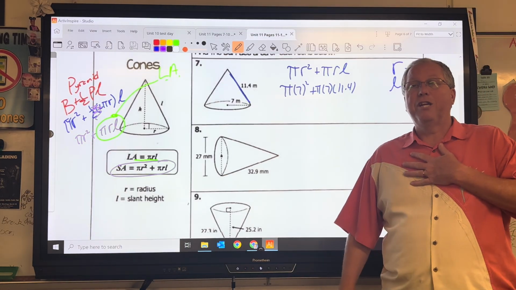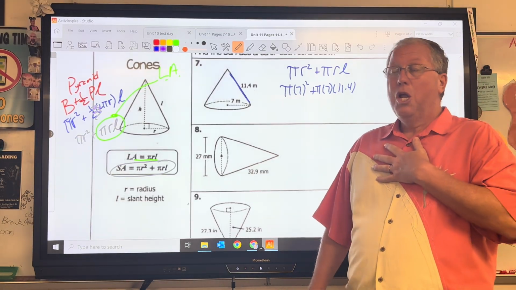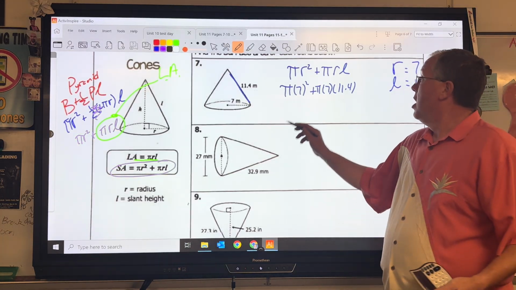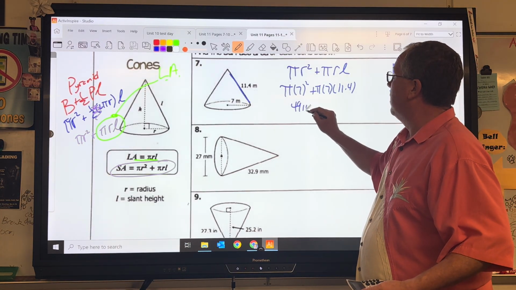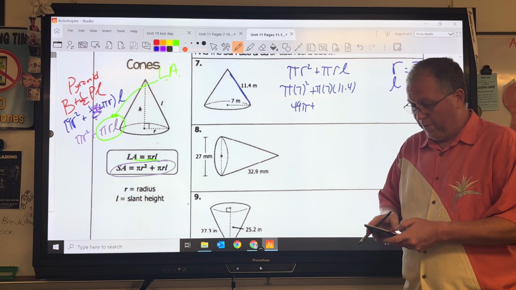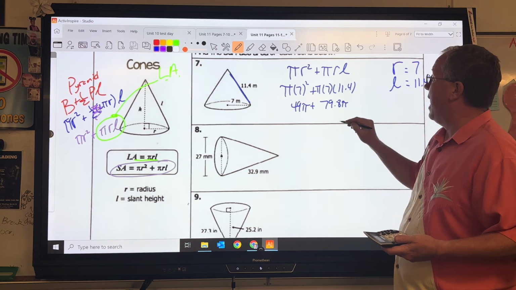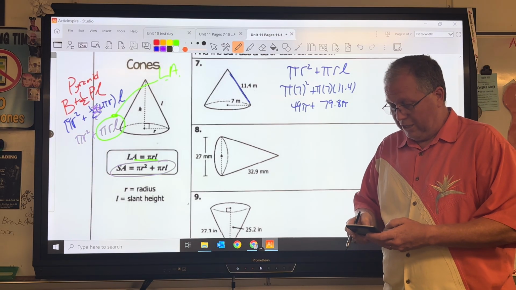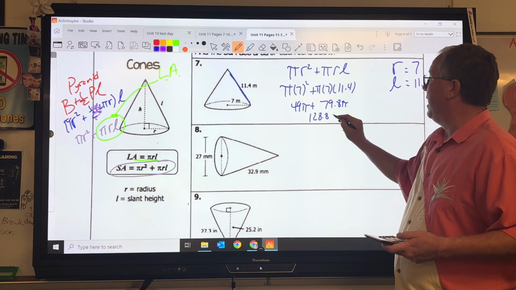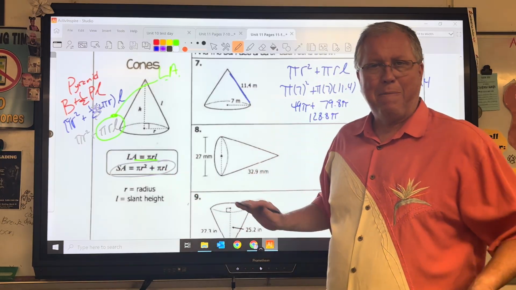Now remember how I told you I wanted you to keep your answers in pi, right? So our scientific calculator will do this for us. I'm going to show you because I'm going to do the actual math part over here. So this would be 49 pi. Over here I'm going to go 7 times 11.4. So 7 times 11.4 is going to give me 79.8. So this is 79.8 pi. And I would add those two together, and I'm going to get 128.8 pi. Now, if it said round to the nearest whatever, then we multiply by pi at the end.